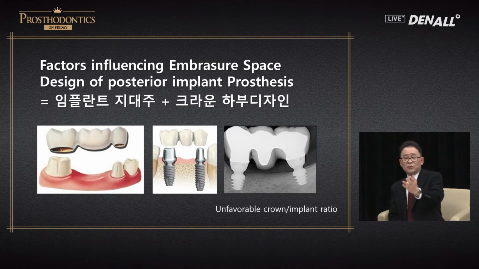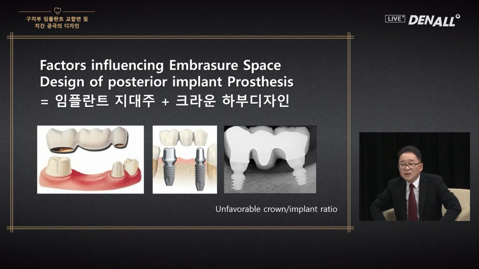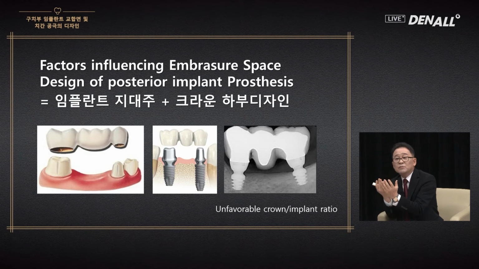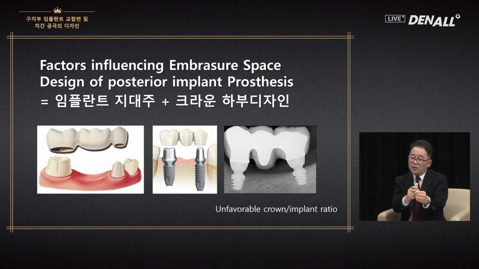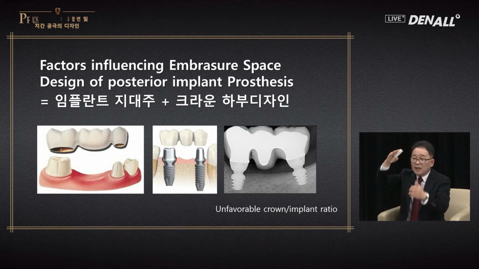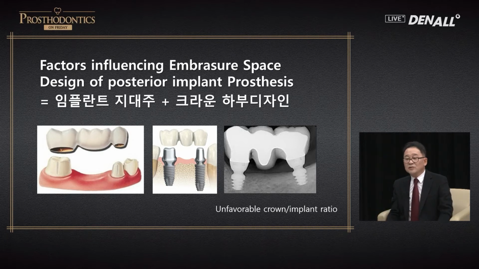Implants are often placed in severely resorbed bone. So if a short implant is placed, the crown-implant ratio is very big, so the embrasure compared to the natural tooth tends to get bigger. In the case of a premolar, when you place a regular implant, the diameter is similar. However, in the molar area, the embrasure space needs to be higher and bigger. That's more favorable.